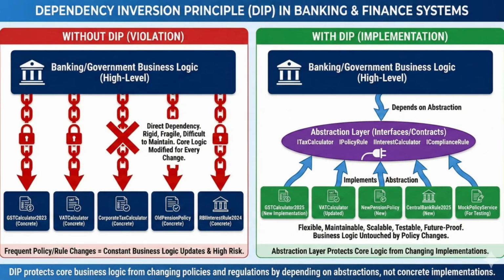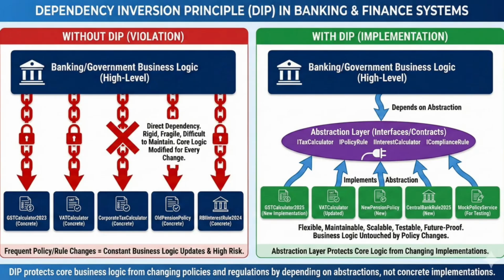Let's imagine a banking system that calculates tax on financial transactions like deposits, withdrawals, international transfers, and corporate transactions. In a poorly designed system, the main transaction processing module directly depends on specific tax calculator classes like GST Calculator 2023, VAT Calculator, or Corporate Tax Calculator.